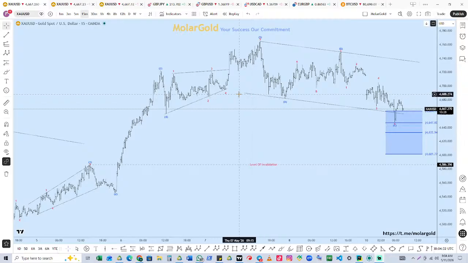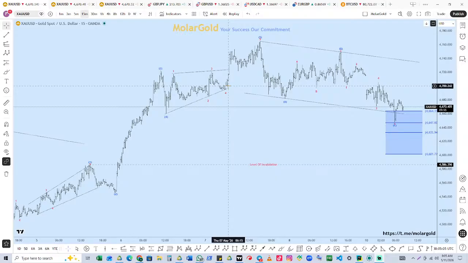Welcome to MolarGold. Today, we are going to start with the gold analysis right from the higher time frames all the way to the lower time frames. We're going to dive into it and break down each and every section and explain to you what happened and what is supposed to happen in the coming days. Every single forex trader needs to see this before they take a next trade on gold. By the way, my name is Dr. Mola, and let's dive in right now.